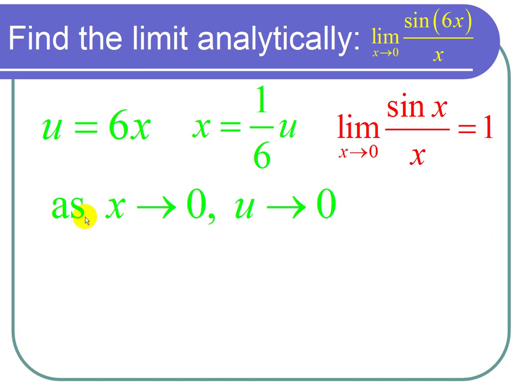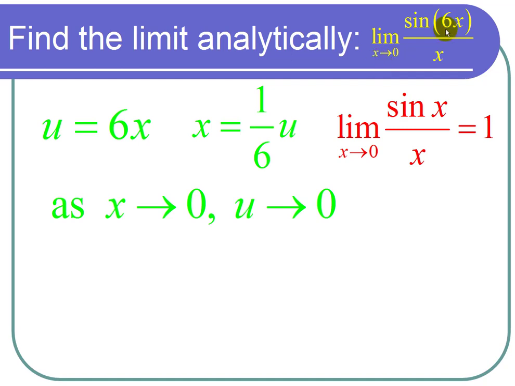And now we substitute everything in. Where we see an x approaches 0, we could put u approaches 0. Where we see a 6x, we can use u. And where we see an x, I can write 1 over 6u.